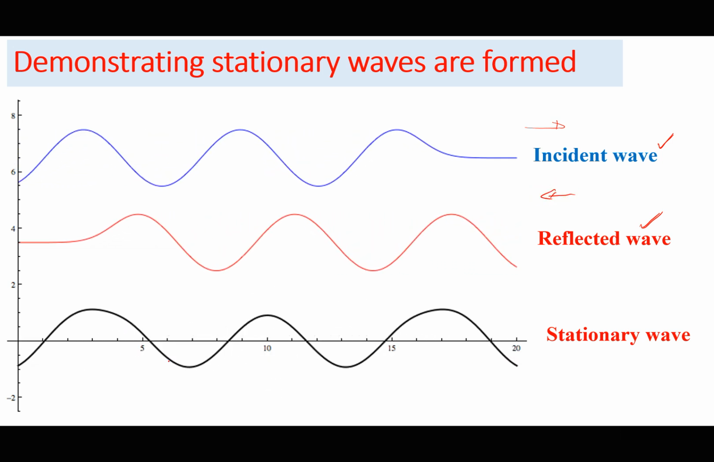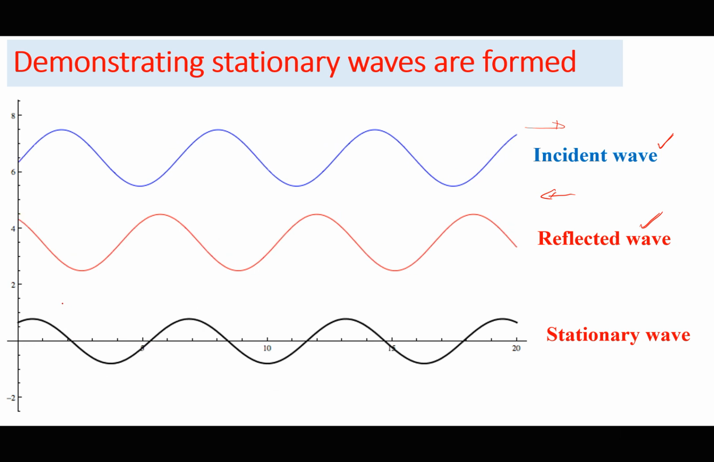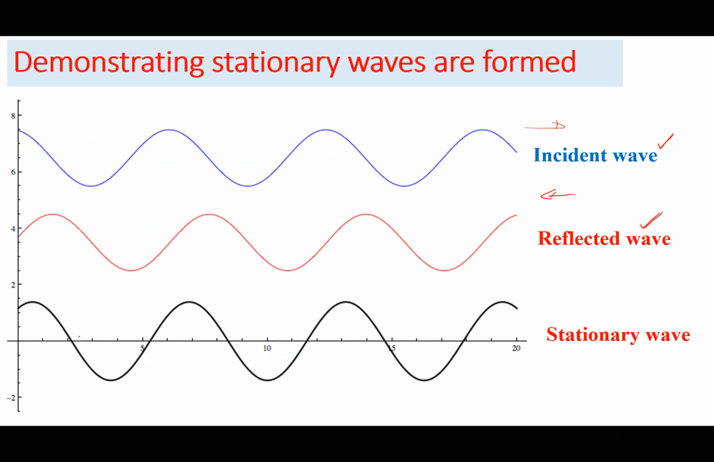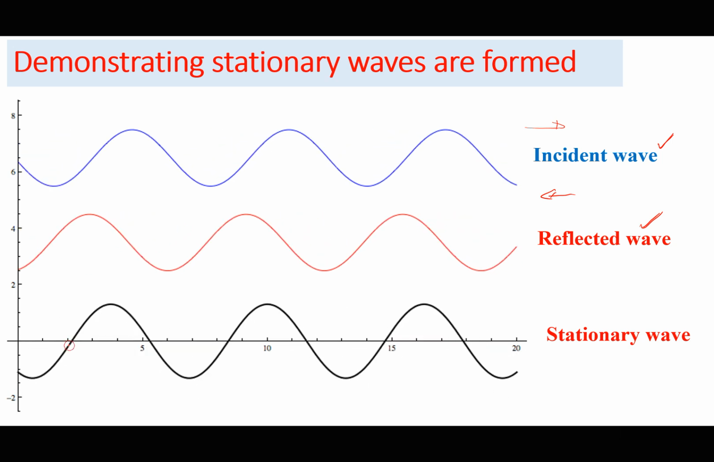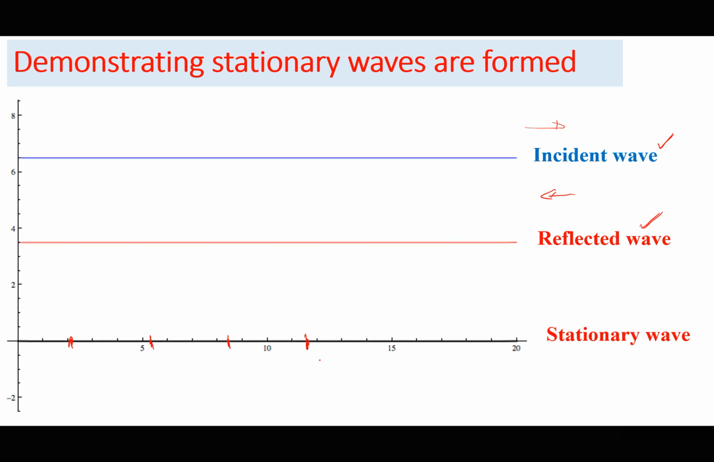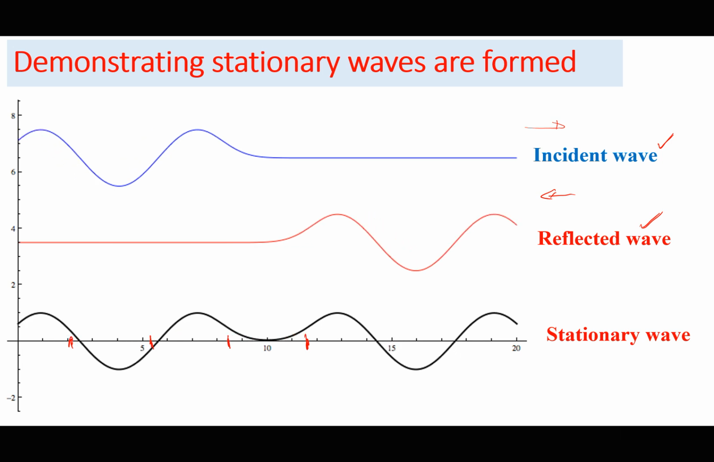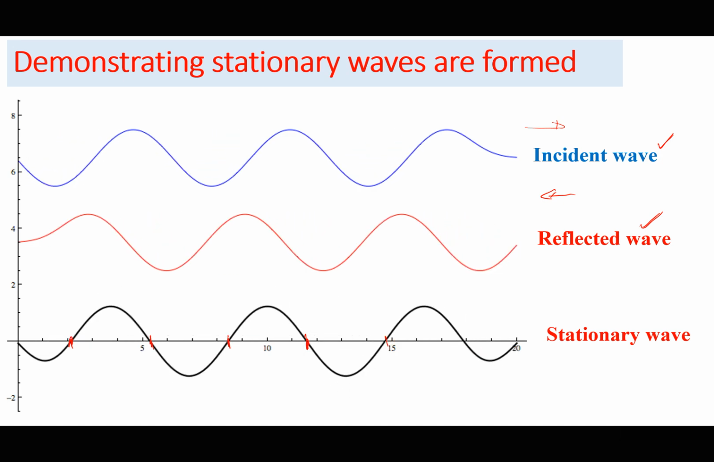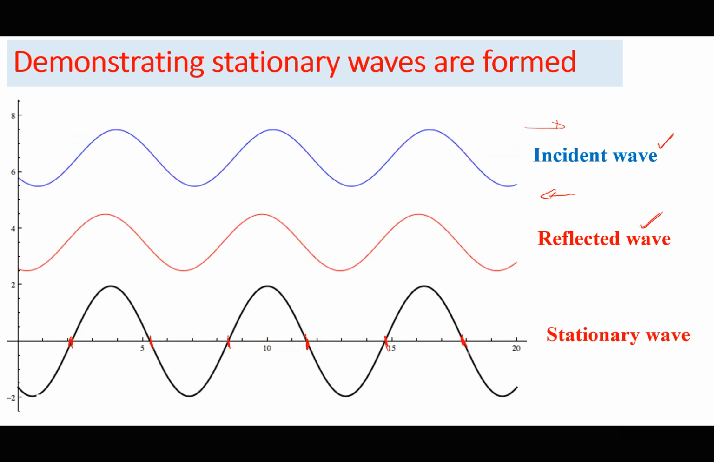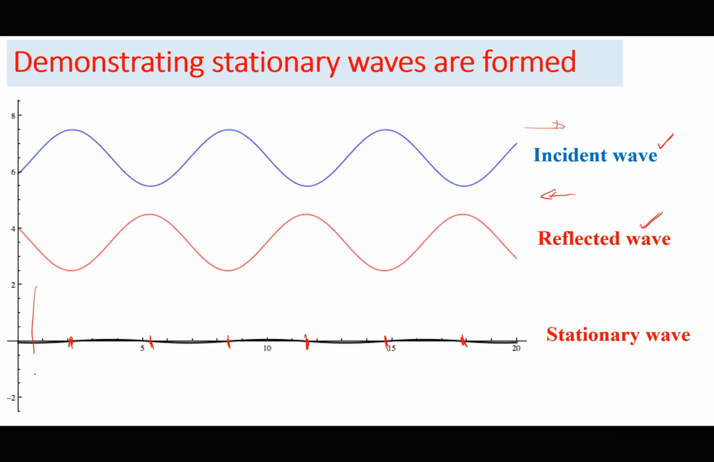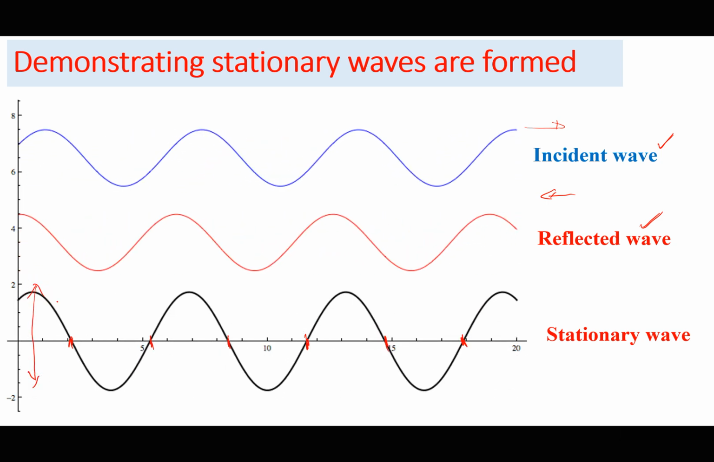But I want you to look at the resultant wave. It's like we don't have crests moving from one end to another, but we have points, for example, this point here, this point here. If you are very careful, you notice that at these points, when a stationary wave is formed, they are always permanently along the horizontal line, the equilibrium position. Yet there are these points where the particles are always vibrating with the maximum amplitude.